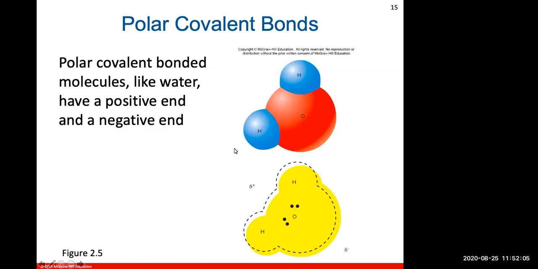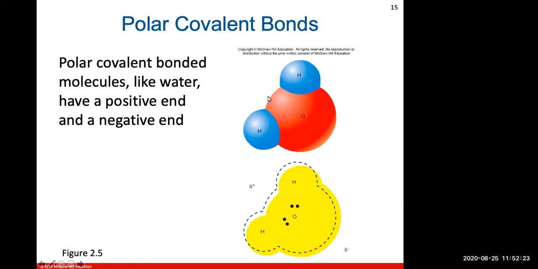If it were linear, one hydrogen atom would be here and the other would be directly across the oxygen. But a polar covalent bond is just showing that one end will be more positive and one end will be more negative. Yes, Brian, it does kind of look like Mickey Mouse.